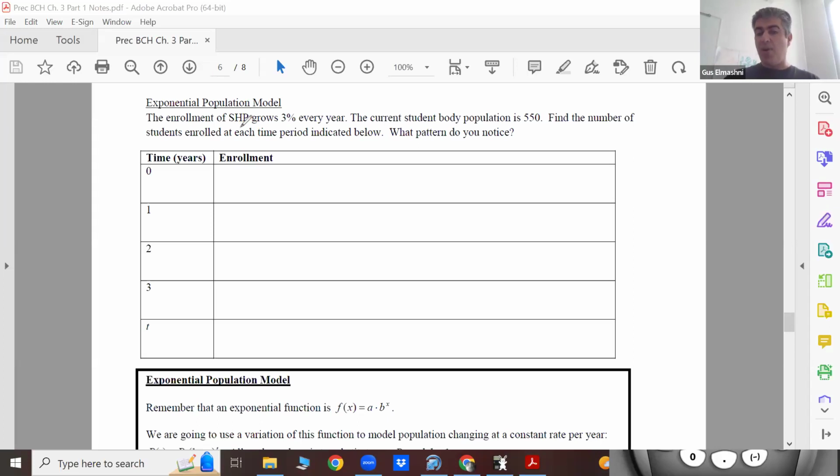All right, the student enrollment grows 3% every year. Guys, quiet, please. Let's say the current population is 550. Find the number of students enrolled at each time period indicated below. What pattern do you notice?